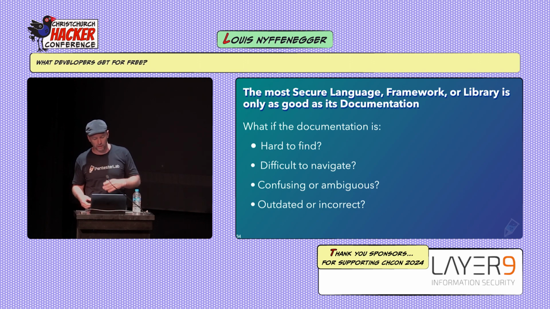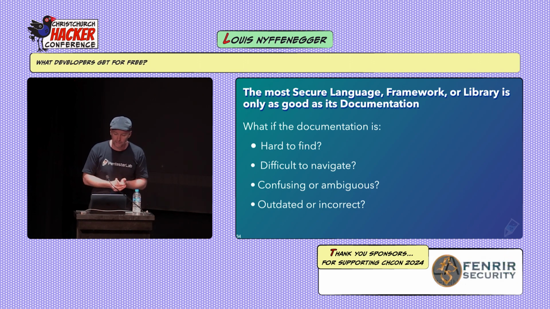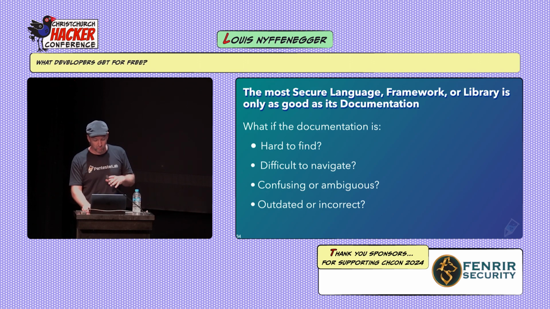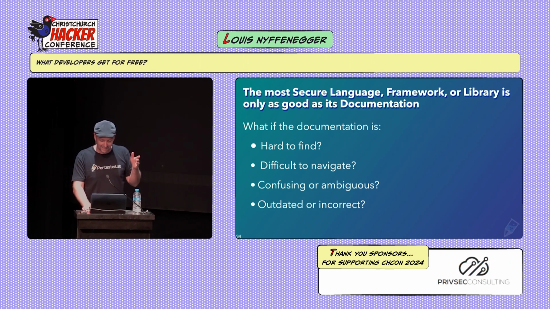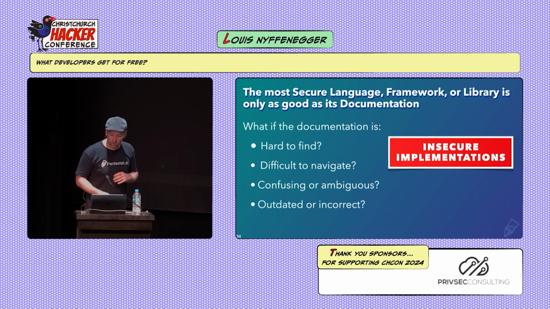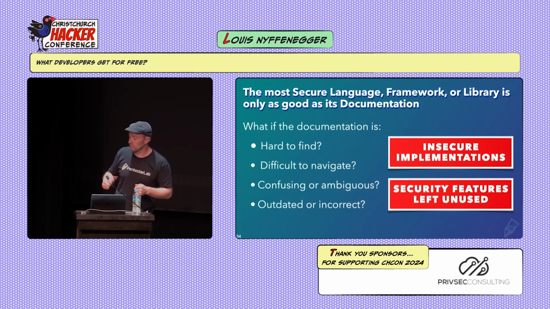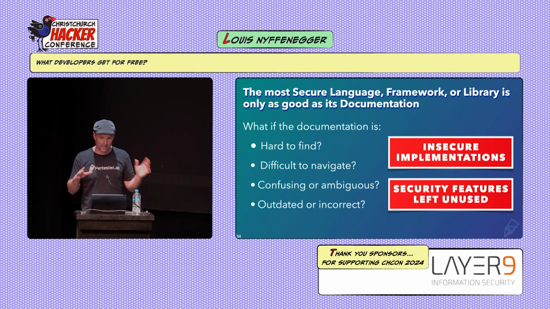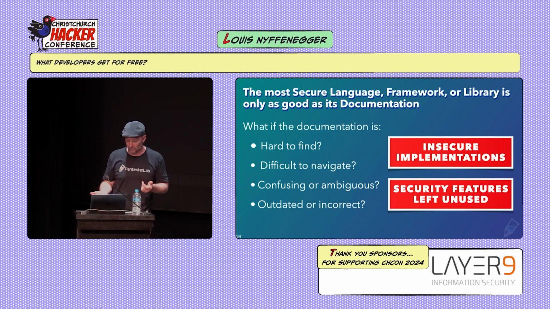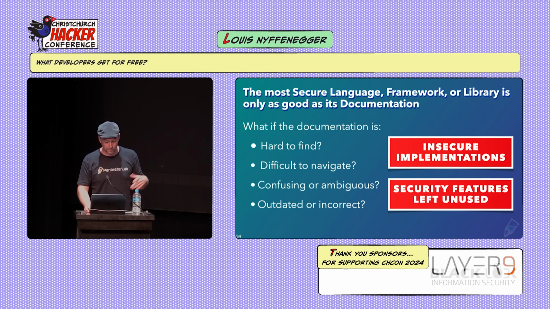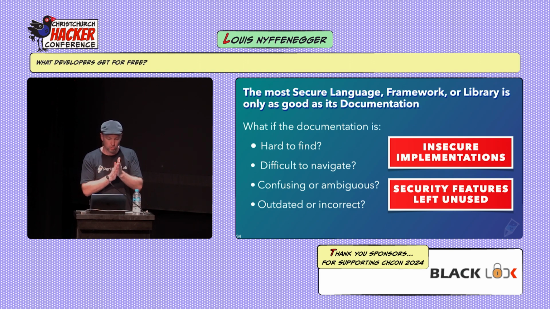Or if it's confusing, ambiguous, outdated, or incorrect, anything that can make the documentation not work when developers really need to access it, but that's probably before ChatGPT, but anyway. That's going to end up in insecure implementations and also security features that are left unused. If you don't know that you can do all of this password hashing and stuff for free in Django, you may be tempted to reinvent the wheel and do it yourself. And I know that in a few code bases, people do that in .NET. And that's where I win, winner, chicken dinner.